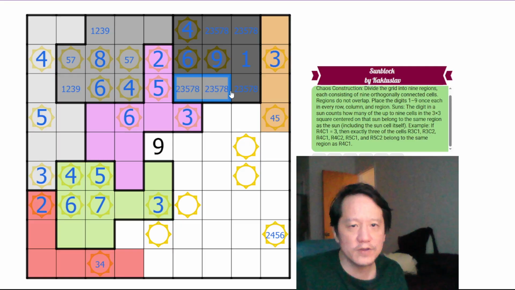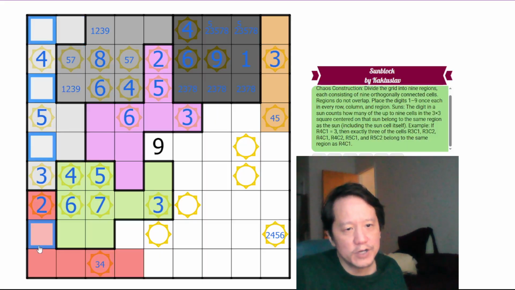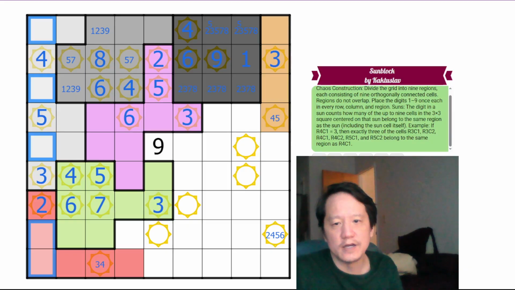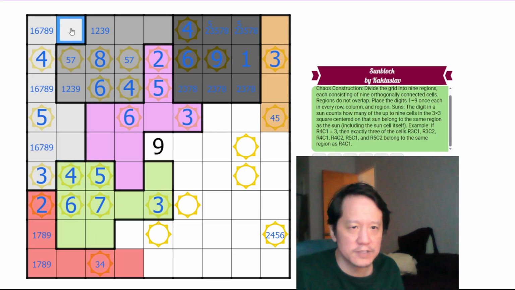So this is 5 here, which eliminates 5 here. That means 5 is one of those 2 cells. Remaining digits of column 1 are 1, 6, 7, 8, and 9. 6 cannot be either of these because we need 6 in the light region, and it has to be one of these 3. No 6 here because of 6 in the row.